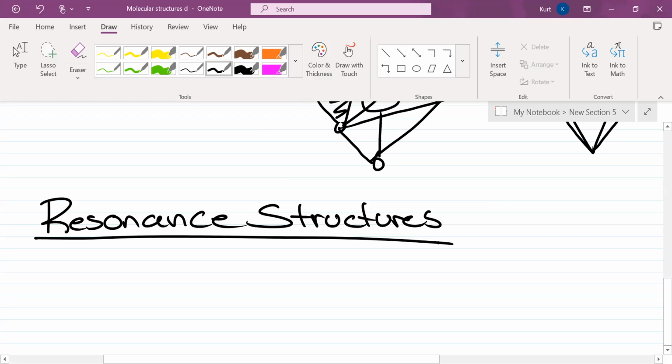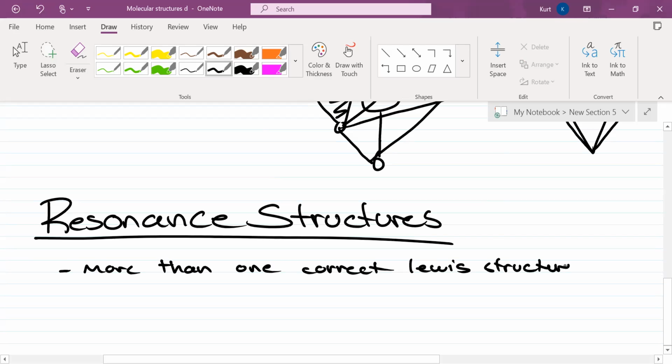Resonance structures. This is where you have more than one correct Lewis structure for a single molecule or polyatomic ion.